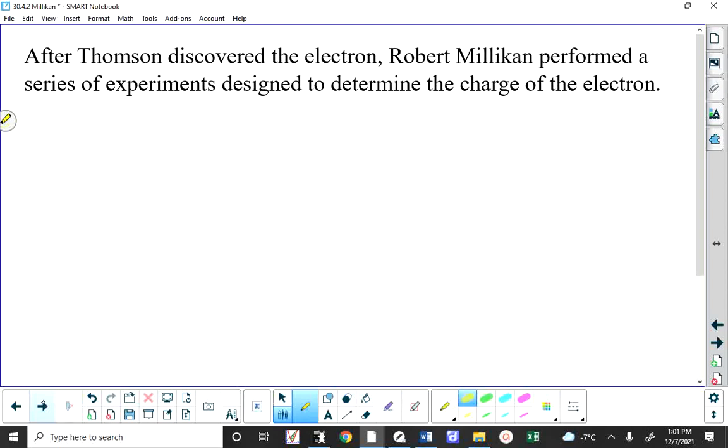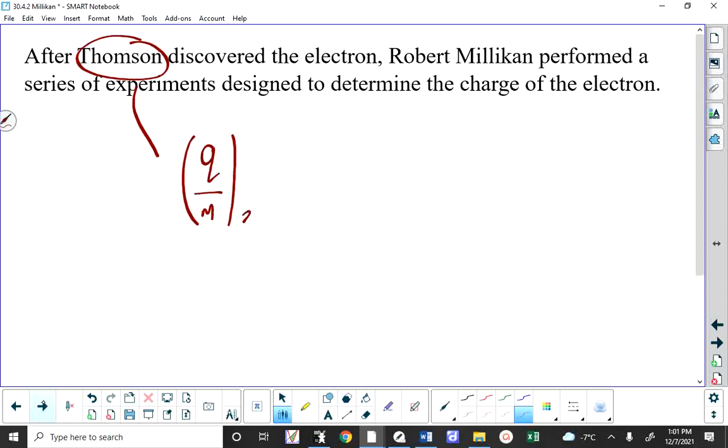So I want to pause for a second here. One of the things I didn't review from last Thursday is that Thomson determined the charge to mass ratio of an electron, and I'm pretty sure this is right, approximately 1.76 times 10 to the 11 coulombs per kilogram. And that number was thrown out in the last lesson.